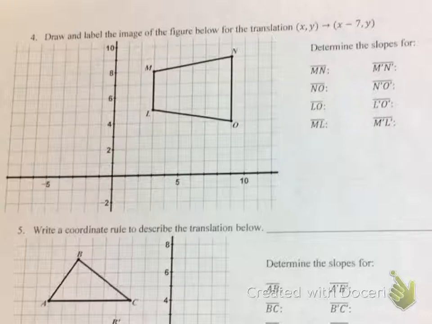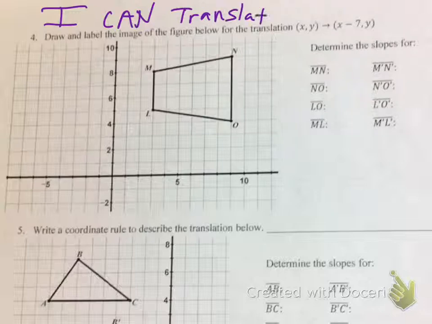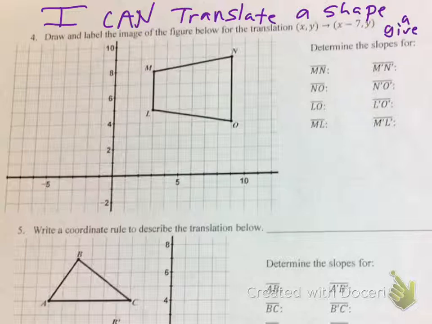Okay. Will you guys please write, I can translate a shape a given distance. That's all we're doing, translating a shape a given distance. We're on problem number 4 if you're not on the right side.